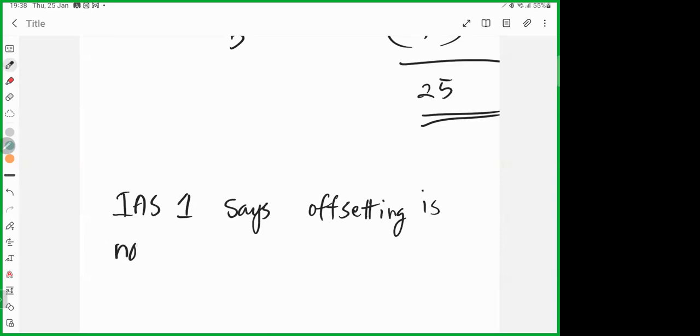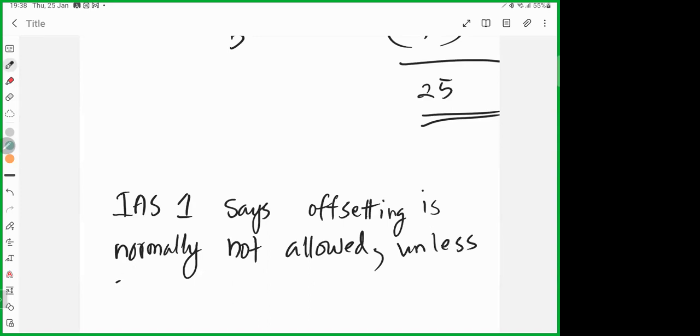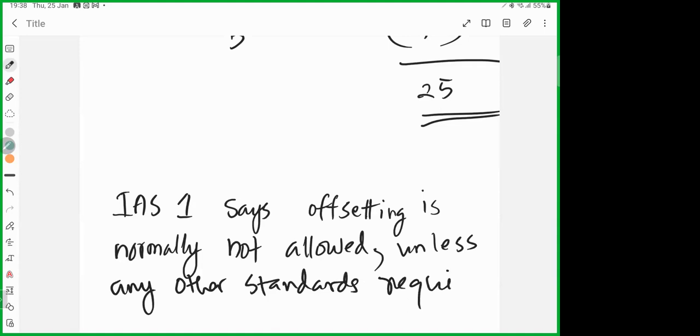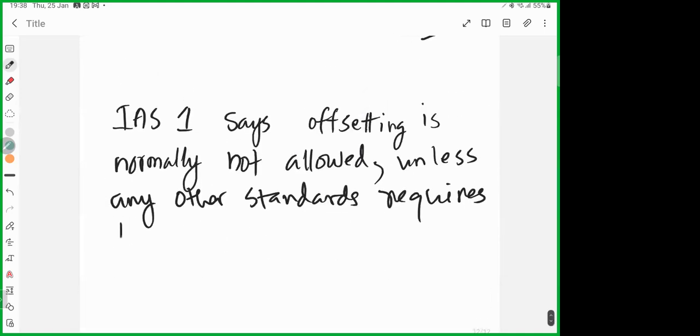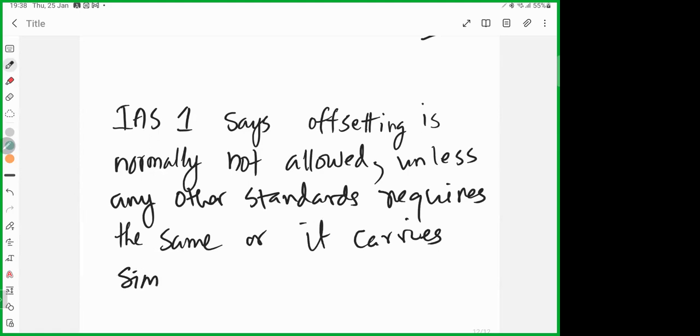is normally not allowed unless any other standard requires the same, or it carries similar nature.